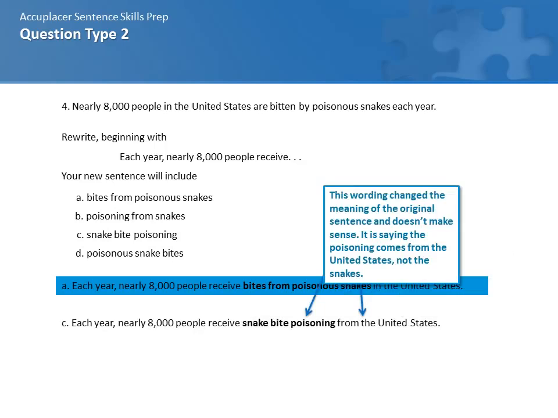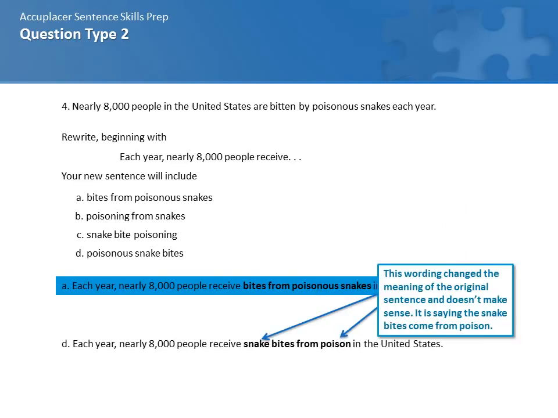C, snake bite poisoning, doesn't exactly work either, because the sentence doesn't say that the people who are bitten all receive poisoning, and it's possible that they could be bitten by a snake that for some reason already expelled its venom, or maybe they're immune to the poisoning or to the poison. So this sentence doesn't preserve the accuracy of that first sentence. Or it's inaccurate because it doesn't preserve the meaning of the first sentence.